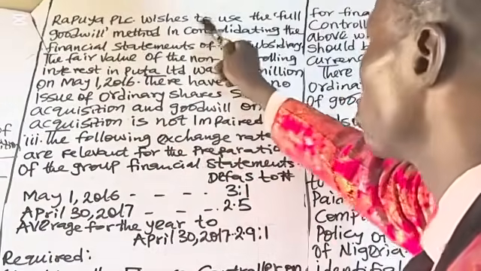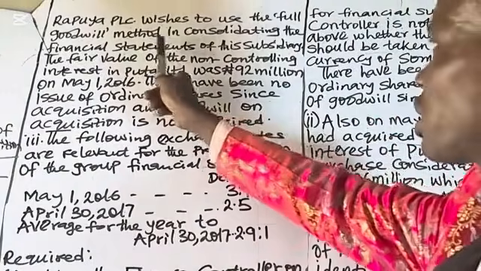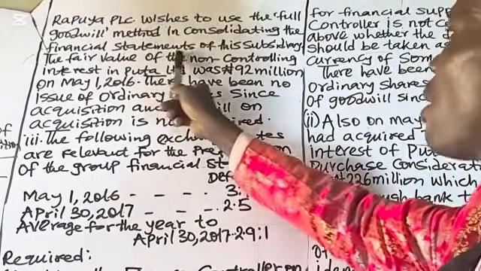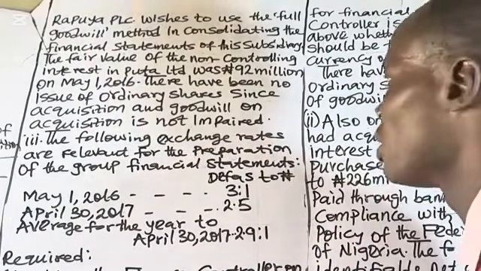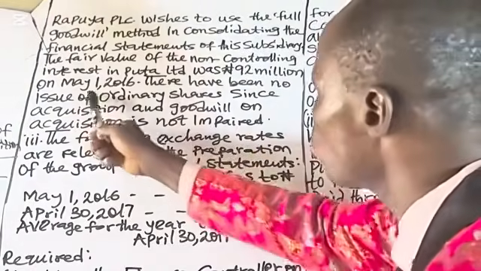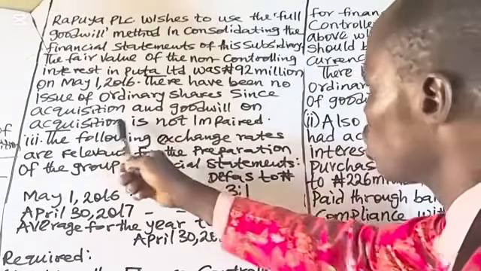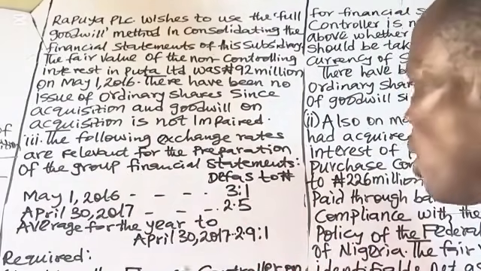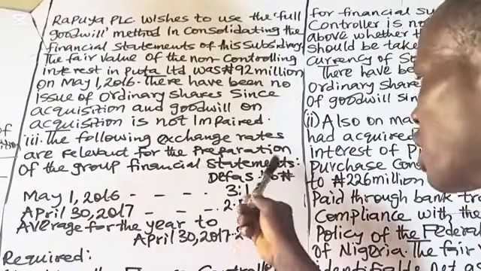Rapuya PLC wishes to use the full goodwill method in consolidating the financial statements of this subsidiary. The fair value of the non-controlling interest in Puta Limited was 92 million Naira. There has been no issue of ordinary shares since acquisition, and goodwill on acquisition is not impaired. Note 3. The following exchange rates are relevant for the preparation of the group financial statements.